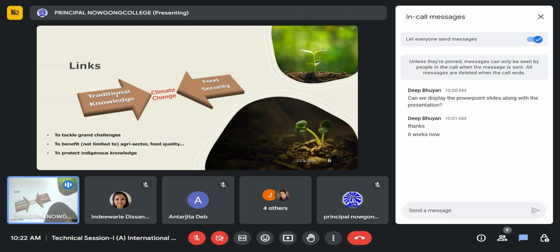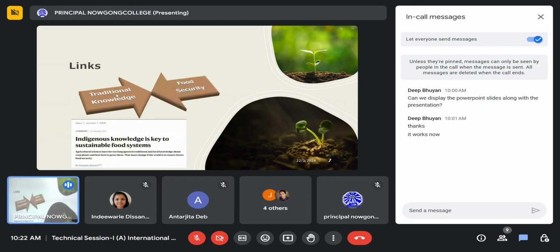It is now also widely accepted, and I quote, that indigenous knowledge is a key to sustainable food systems. A commentary article published last year in Nature magazine wrote, and I again quote, agricultural sciences have for too long ignored traditional and local knowledge about crop plants and how best to grow them. That must change if the world is to ensure future food security. And I can't agree more.